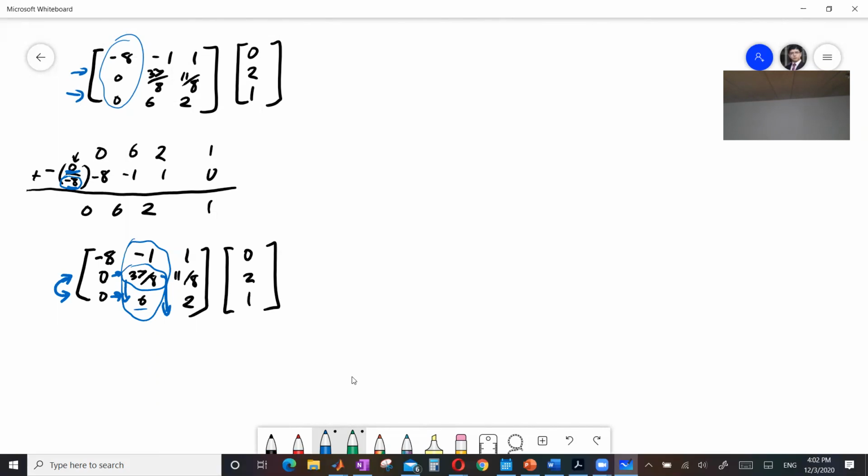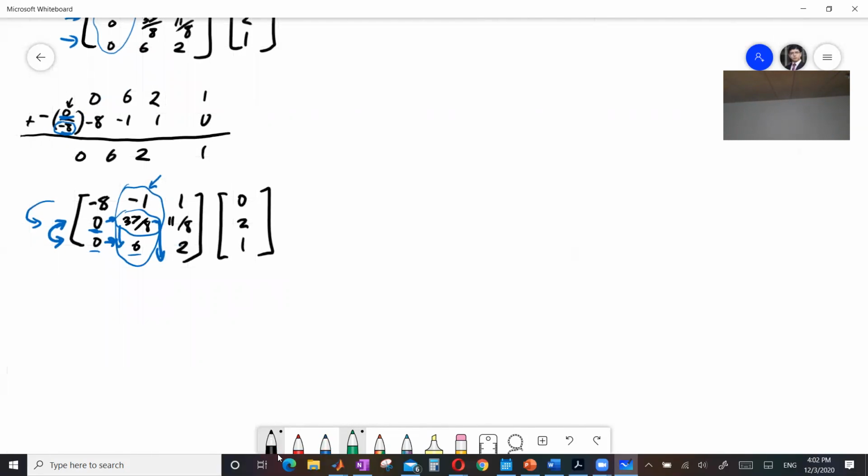Why? Because here we already eliminated this guy and this guy. We worked to have these guys to be 0. And if we actually found that this guy had the maximum absolute value and we move it to the second row, then we don't have a 0 here anymore. We would have a -8, and that is exactly what we wanted to avoid. So we check it from the diagonal, including itself, downwards.